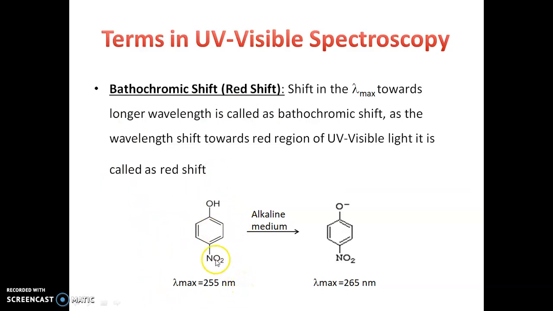Paranitrophenol has lambda max around 255 nanometer, but the same paranitrophenol in alkaline medium will show lambda max shifted toward the longer wavelength region, with a value of 265 nanometer. It is due to the formation of phenoxide anion. This phenoxide anion increases the conjugation effect in the paranitrophenol molecule, and hence it shows a bathochromic shift.